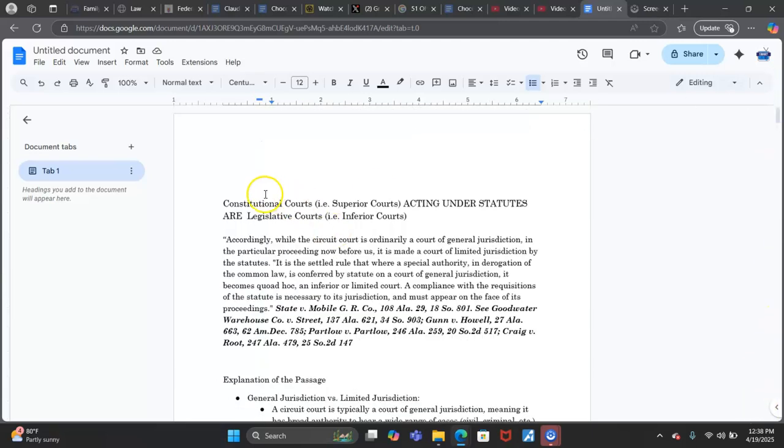So again, when constitutional courts, aka courts of general jurisdiction, aka superior courts, start exercising jurisdiction under statutes, they are legislative courts, aka inferior courts, aka courts of extremely limited jurisdiction, and they don't have any judicial authority. You are in a territory. They are tricking you. They are lying to you. That's what they're doing.